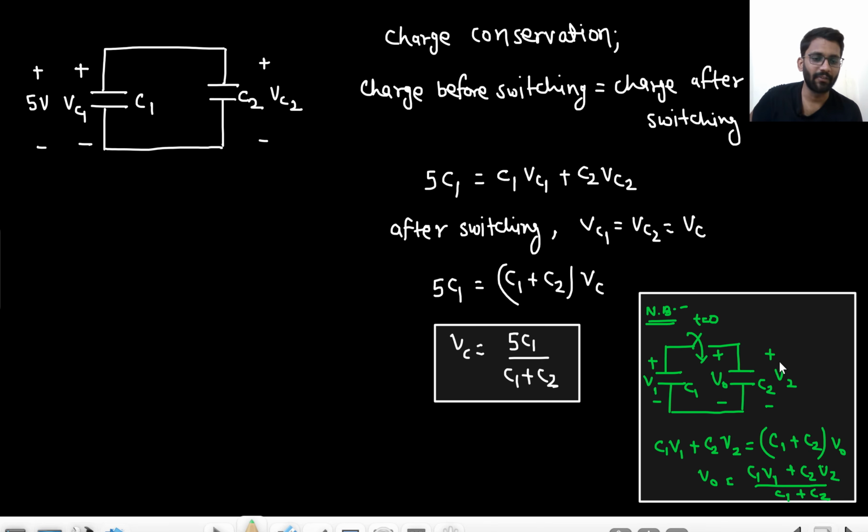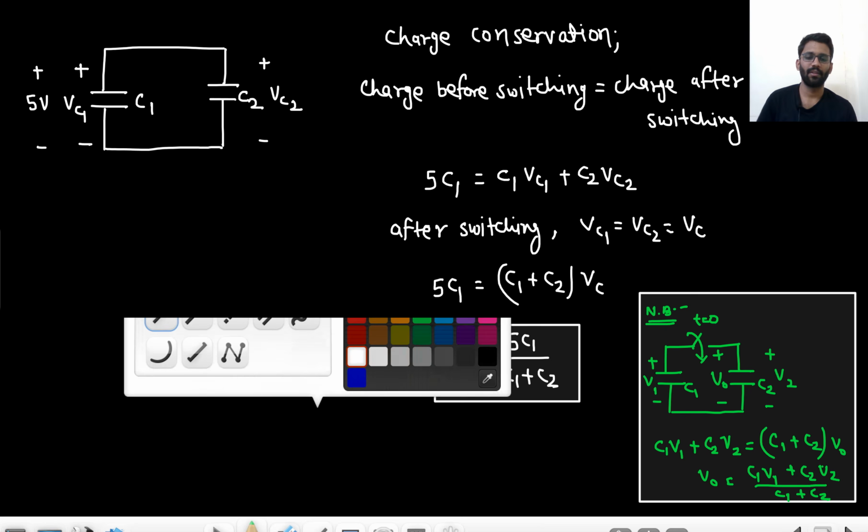Always see the direction. If V2 was negative, you would have written C1 V1 minus C2 V2. So for initial charge, always see the direction: C1 V1, C2 V2, upon what will be the final. At final, both of them will be having the same voltage V0. So C1 V0 plus C2 V0, that would be C1 plus C2 into V0. So V0 would be C1 V1 plus C2 V2 upon C1 plus C2. What we did: initial charge equals final charge. So both of them will be having the same voltage.